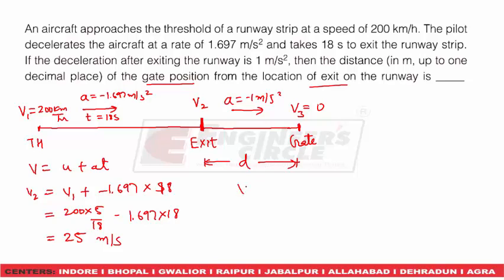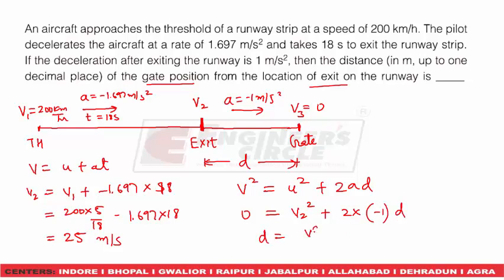So we'll apply v square equal to u square plus 2ad. For this case the final velocity v3 is 0, initial velocity is v2, so 0 equals v2 square plus 2 into a, where a is minus 1, and d we have to calculate. So from here d will be equal to v2 square by 2. So that is 25 square by 2. So it comes out to be 625 by 2, that is 312.5 meter.